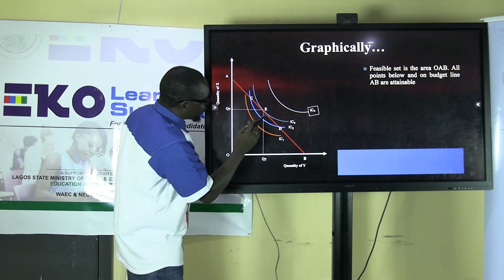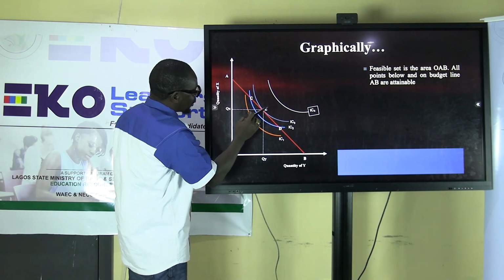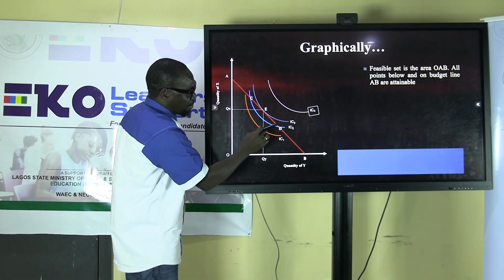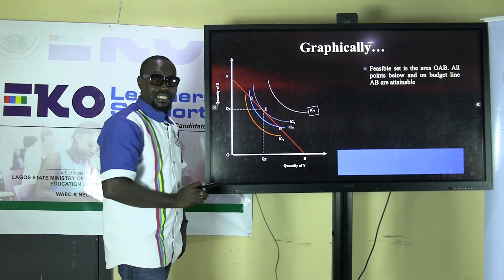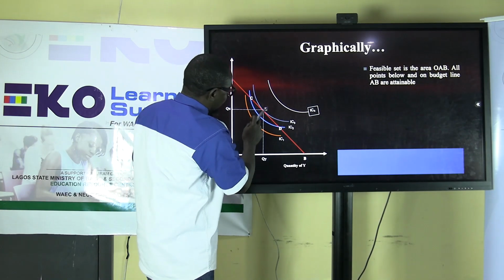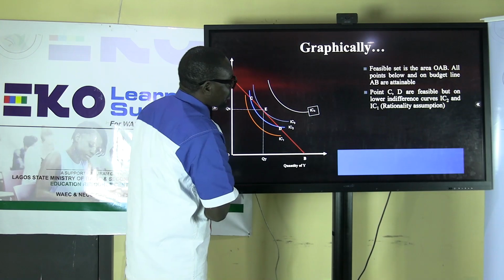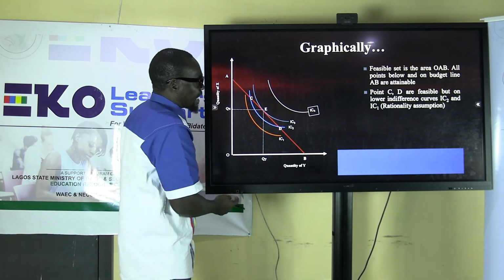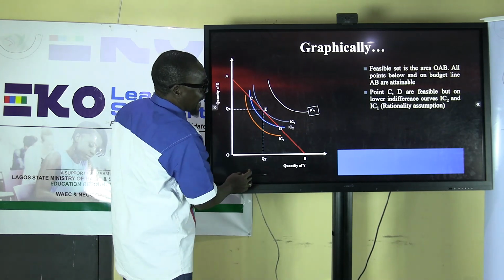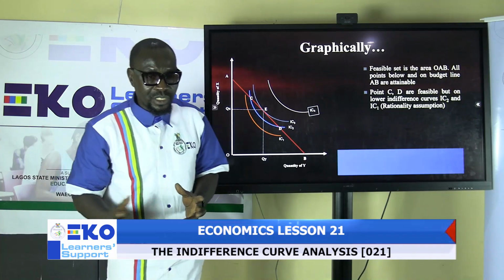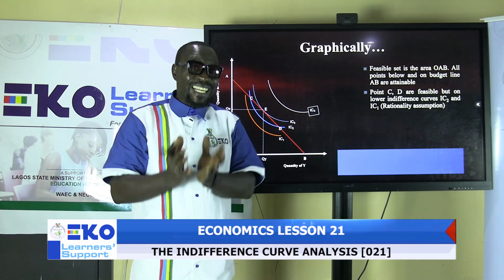IC2 will not work, even though we have intersection between the budget line and the indifference curve at points C and D, because it doesn't give us the highest level of satisfaction. The only point that gives us that is point E. So points C and D are feasible but on lower indifference curves, IC2 and IC1, which is the rationality assumption. The rationality assumption says that we believe that the consumer is a rational being.